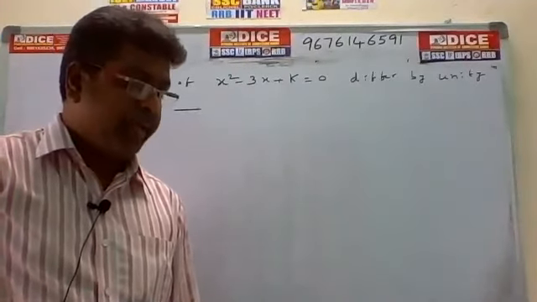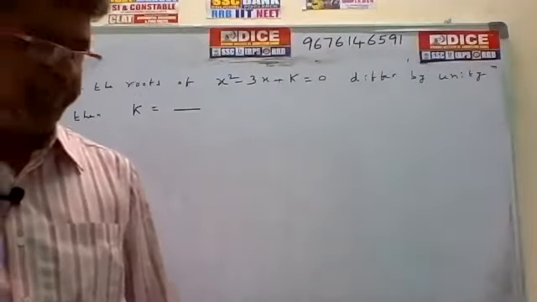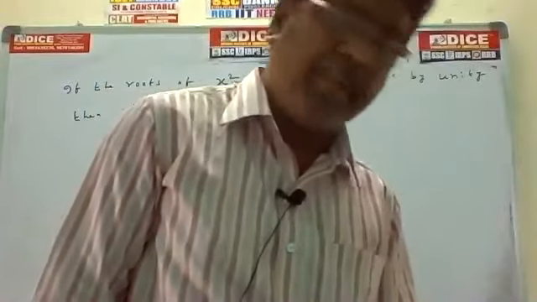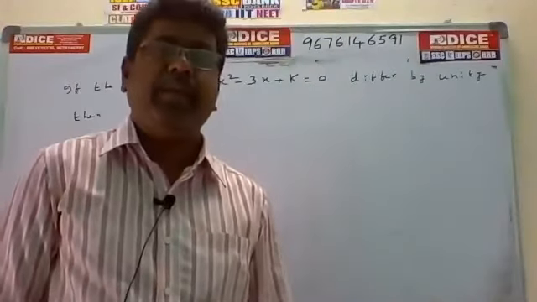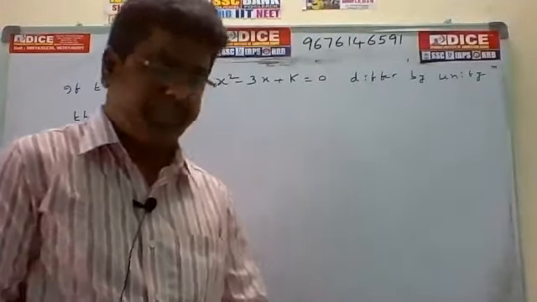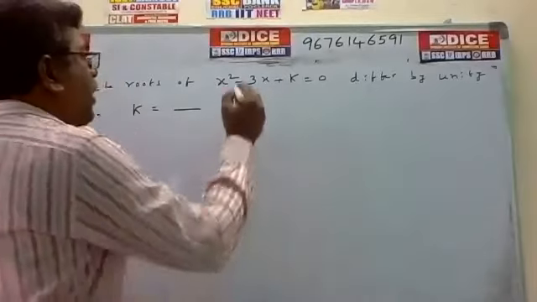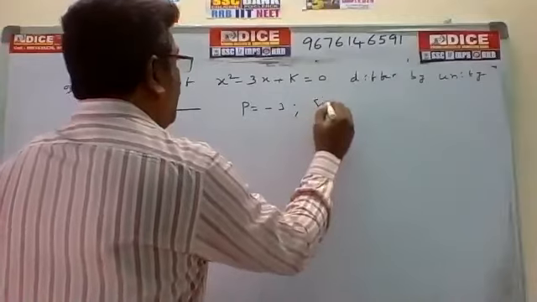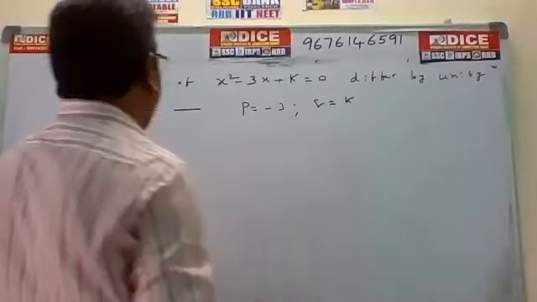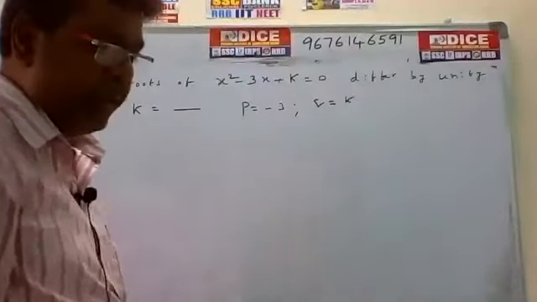Option 2 is the right answer, plus 2 only, not minus 2. Bhavani, option 2, very good answer. Nitish, very good. Very good, all of you. So here, P is equal to minus 3 and Q is equal to K.